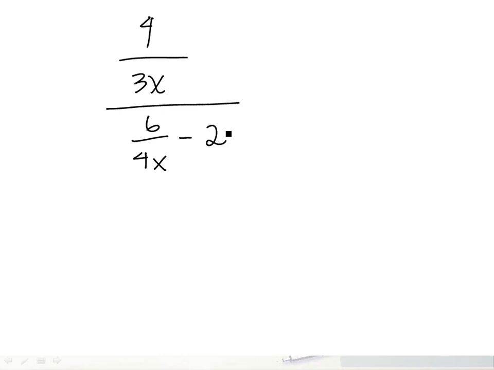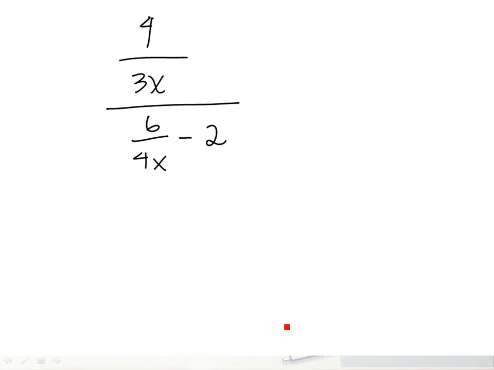Let's do 4 over 3x, so now let's involve some variables, all over 6 over 4x minus 2. Now let's look at the denominators here. We have this 3x here, that's a denominator. Then we have this 4x here. And this 2 is considered to be over 1, so 1 is a denominator. So what is the LCD for 3x and 4x? The answer is 12x.